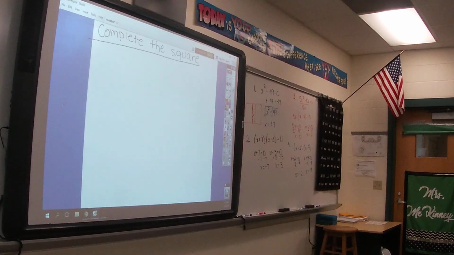A perfect square trinomial is when we factor it and it factors into x plus 4 times x plus 4, or x minus 3 times x minus 3, right? A number times itself is a perfect square. And that's what this process is going to be based on today.